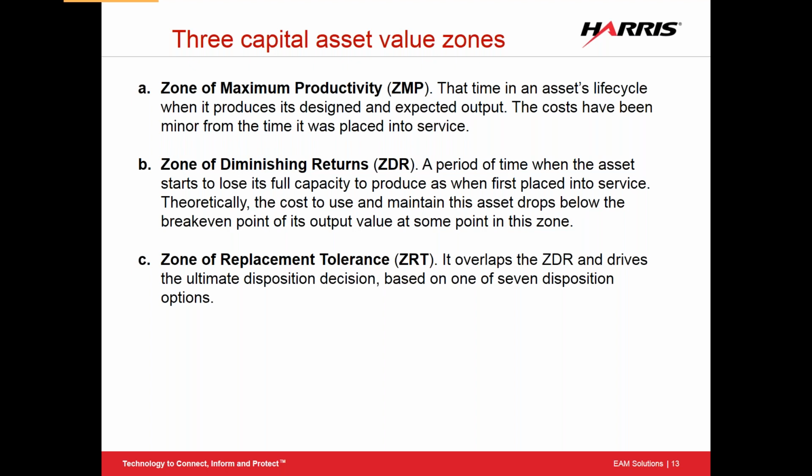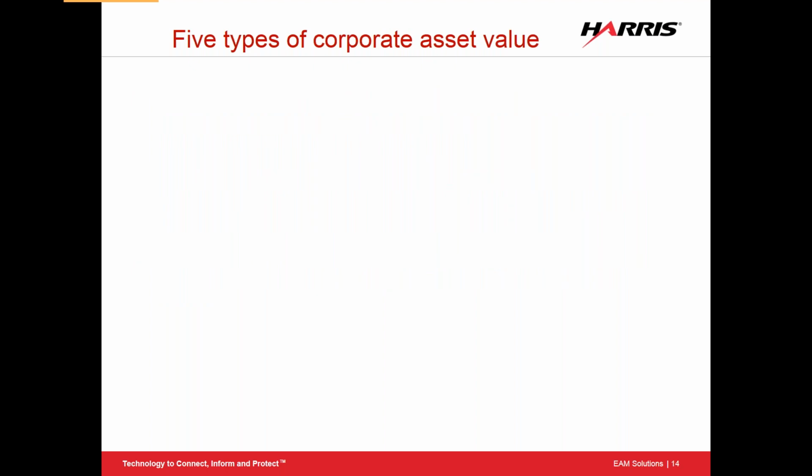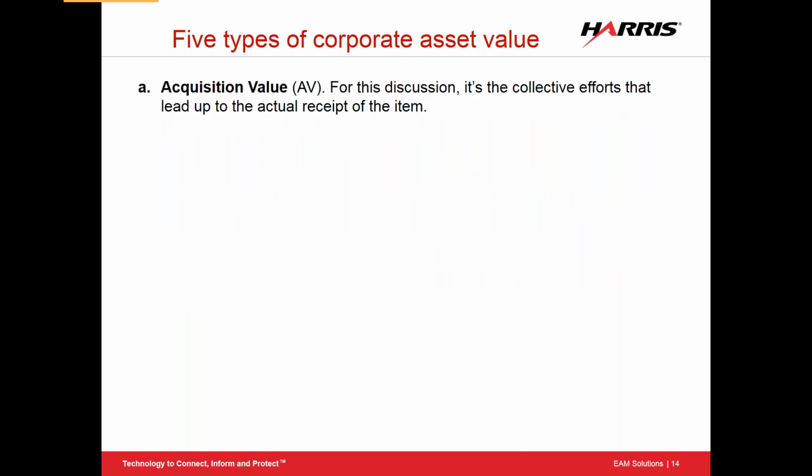All these factors come into play, not only from a financial perspective, but from an operational perspective. So, okay, let's talk briefly about those 5 types of corporate asset values that I mentioned. The acquisition value, for this discussion, is the total collective efforts that lead up to the actual receipt of the item. So you go out and you say, okay, I really need this blue widget, and it's going to be great for my enterprise. So we're going to put some effort together, and we're going to go out and source this thing, and we're going to see if we can't bring it in-house.